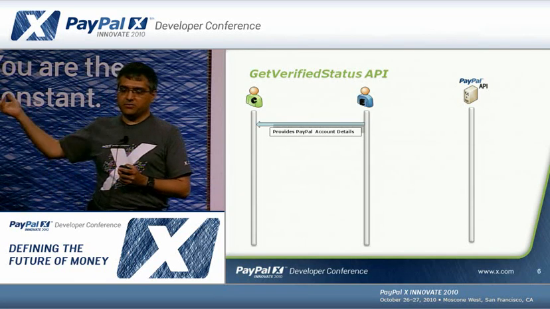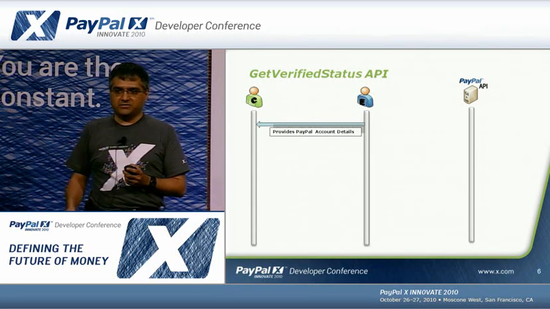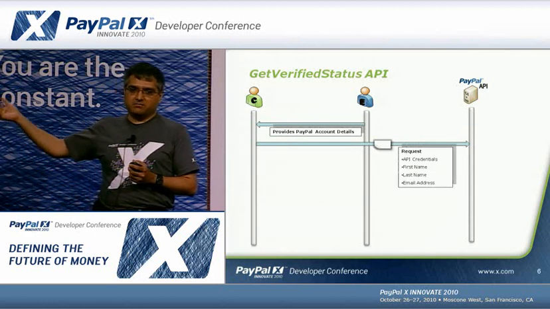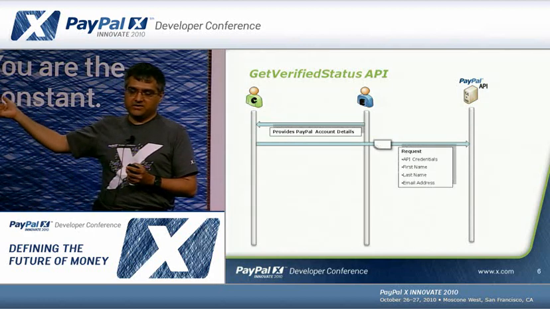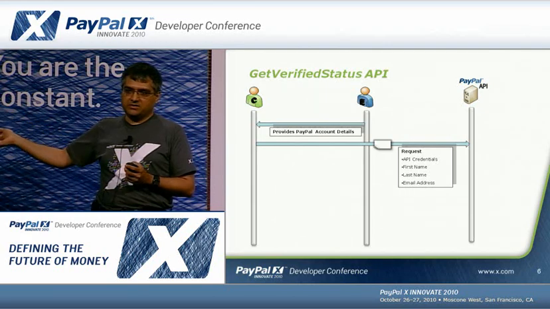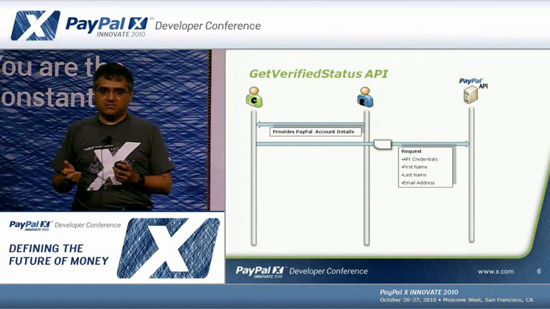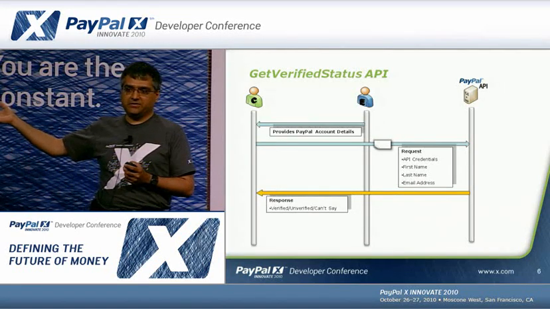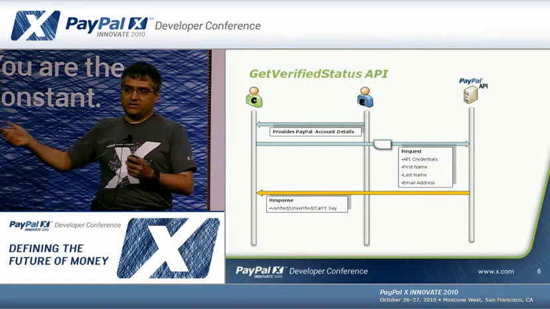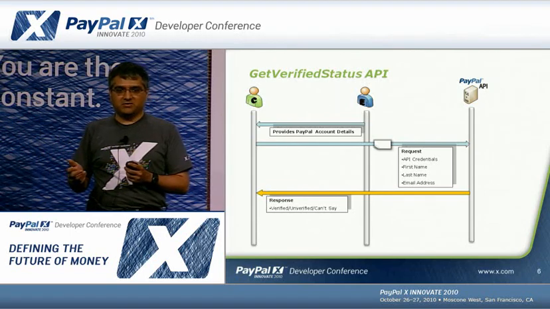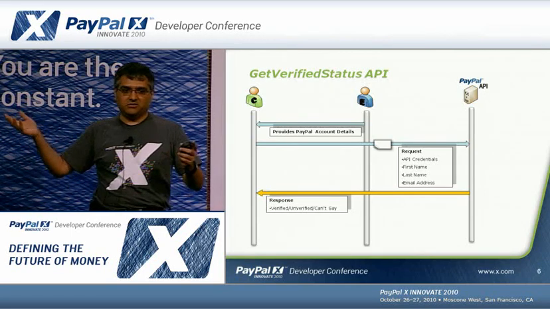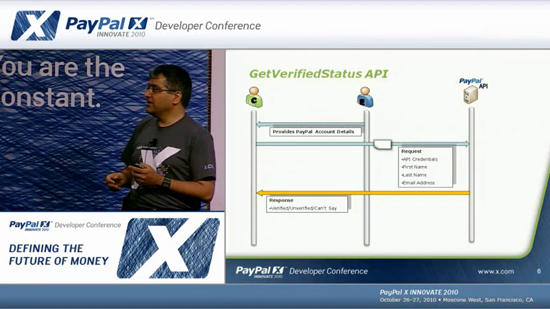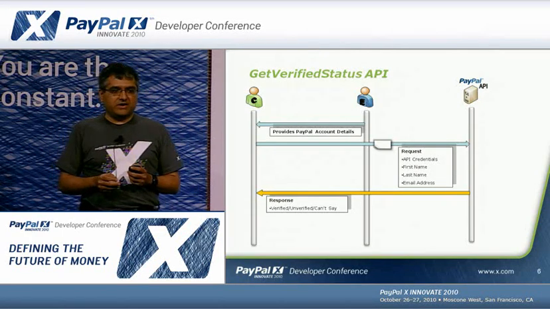So at some point, you collect their first name, last name, and email address. You pass that on to us via an API call, which is pretty simple. You pass in your API credentials, their first name, their last name, and their email address. If these match a unique PayPal account, we give you a response which will either say verified or unverified. Or if you didn't get one of those 3 bits of information correct, then we'll basically say we don't really know what the status of this account is. And that's all there is to the Get Verified Status API.